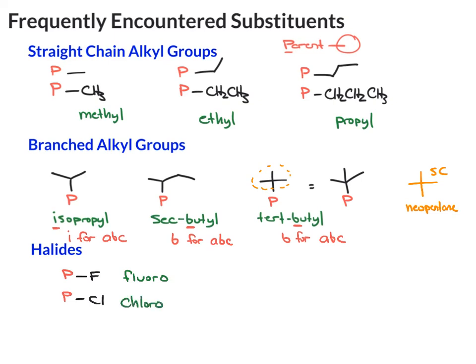If you have a Br attached, that's a bromo. And if you have an I attached, that's an iodo. And we can use those substituent names just like we do the methyl, ethyl, propyl, and so forth. For alphabetizing, you just use the first letter.